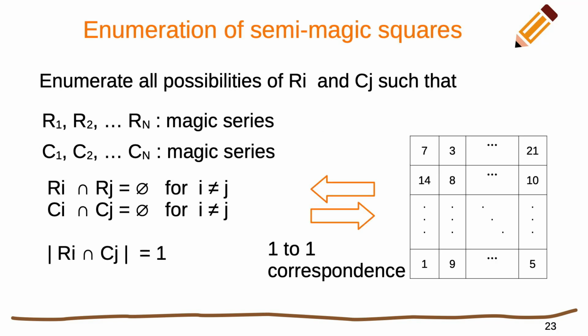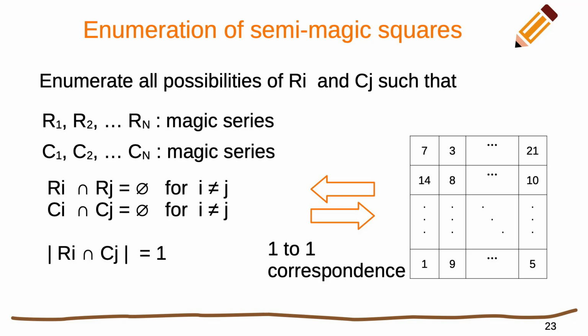Now we are ready to enumerate semi-magic and magic squares inclusively. If we pick up row sets and column sets from the list of magic series and generate all possibilities that conform to the given constraints, we obtain all semi-magic and magic squares. Practically, however, we do not need to generate all possibilities.